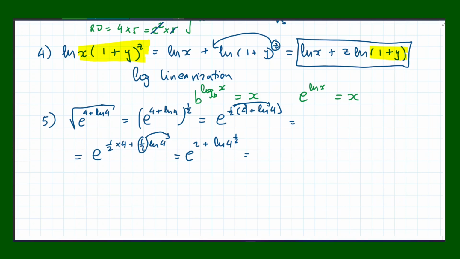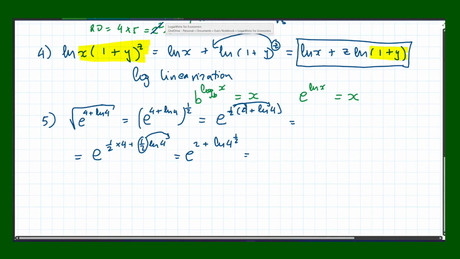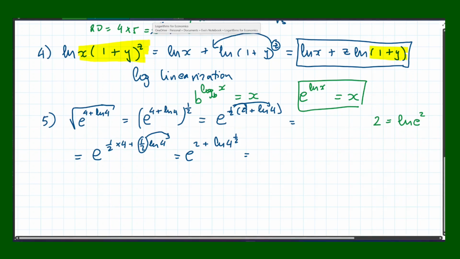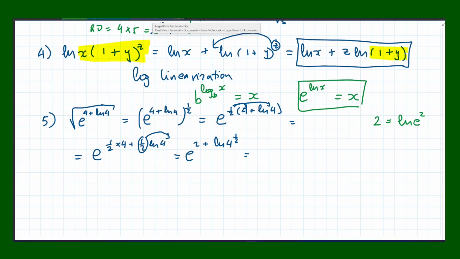Now, I want to rewrite 2 as an ln because I want to have just e to the ln something to be able to apply the rule up here. So how can I do that? Well, 2 is going to be equal to ln e squared. We really deeply need to understand the basic concept of the exponents to recognize when we can rewrite a number as a log. So if you feel like this is still beyond you, go back and check the first couple of videos in the series.